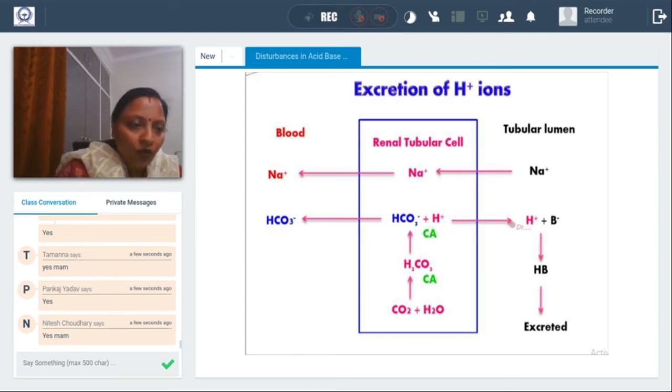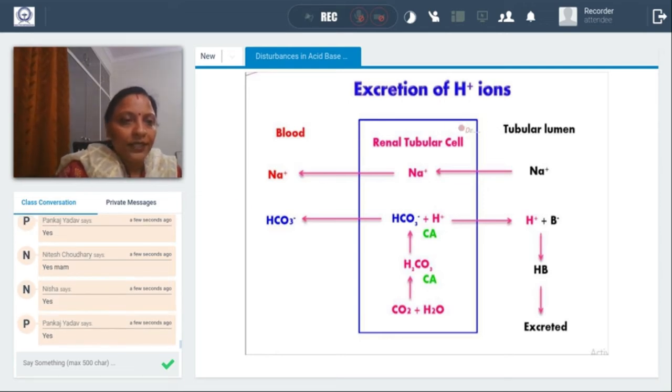So is it clear to all of you? Please add in the box, this whole excretion of H plus ion. Have you understood the whole process? Yes, please add in the box. Okay. In the tubular lumen, sodium is reabsorbed, H plus is excreted, and HCO3 is also reabsorbed and goes to the blood.